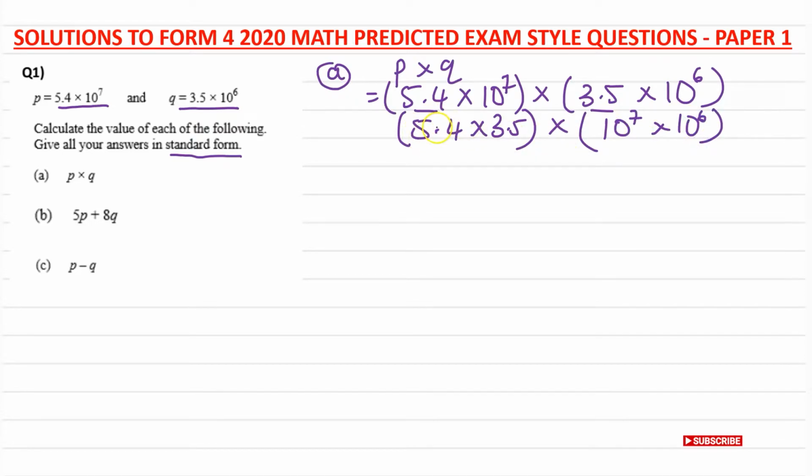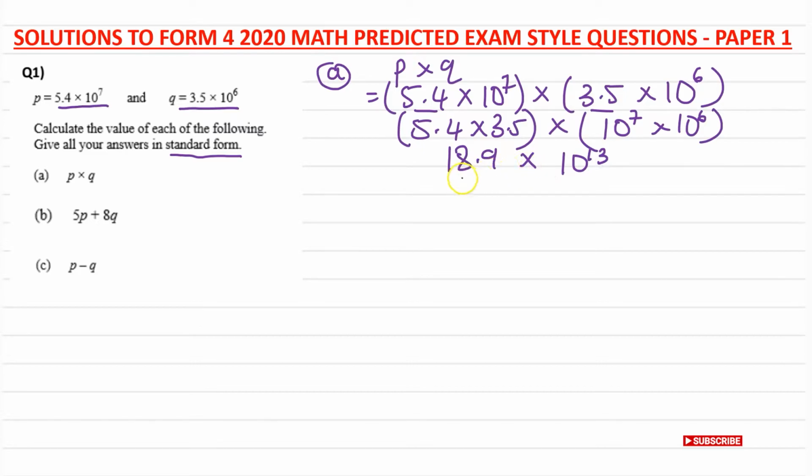And if you multiply these together, 5.4 times 3.5, you will get 18.9. So that's 18.9 times these two. You add the indices, the 7 and 6. So 10 to the power 7 plus 6 is 13.